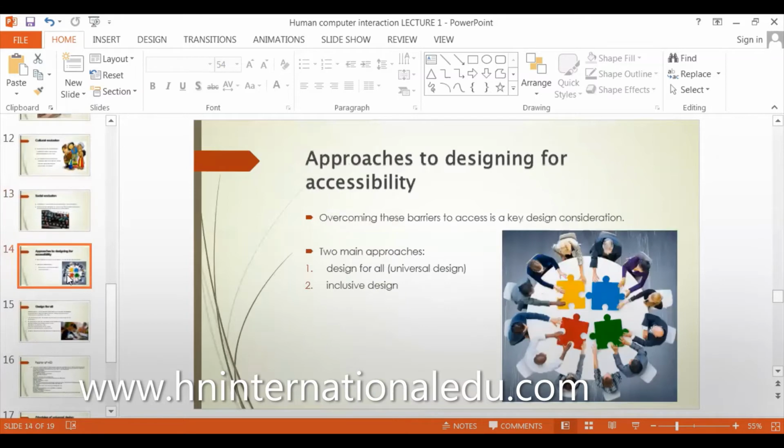Approach to designing for accessibility. Design must be accessible for everyone. Design must be simple and easy to use. You see, big brands do not use many different groups of colors. Facebook just has two colors, blue and white.